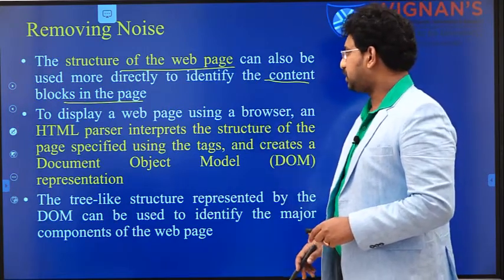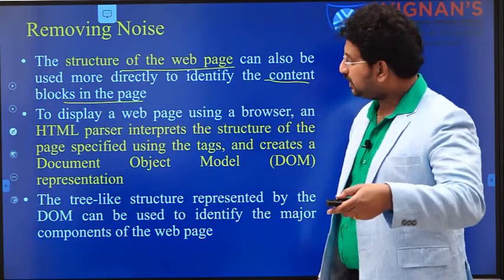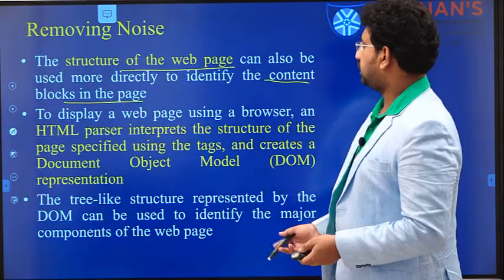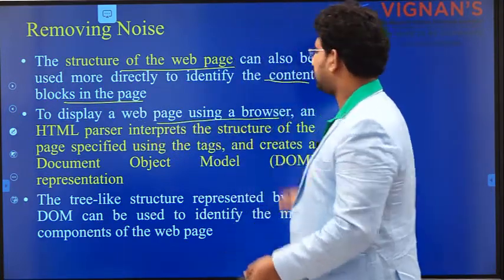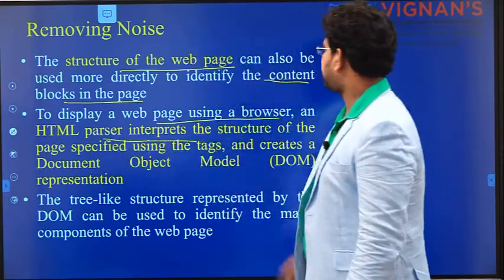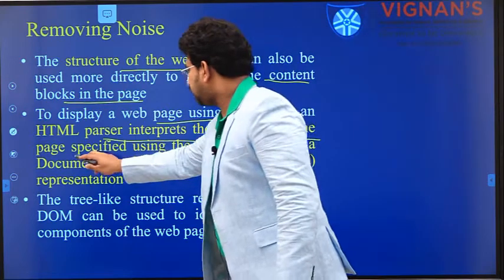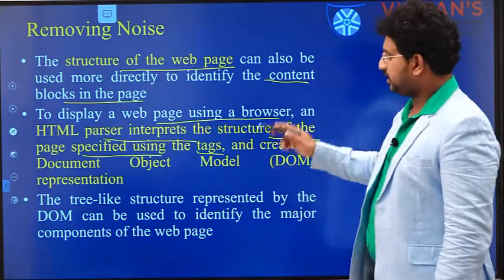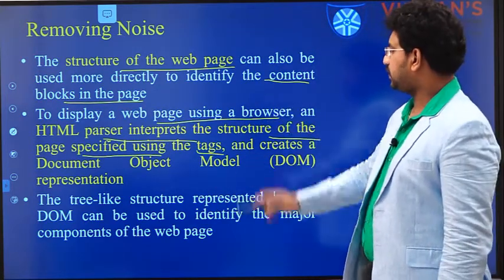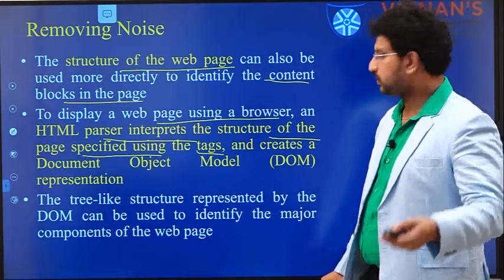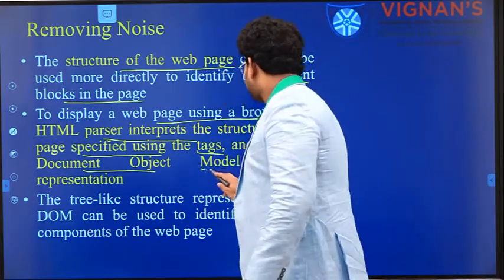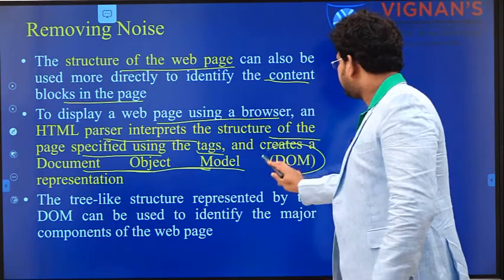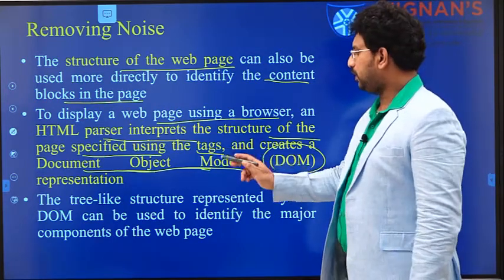To display a web page using a browser, if you understand this point clearly, we know that when you display the web page, an HTML parser interprets the structure of the page specified using the tags. The structure of the page is specified using the tags, and the parser creates the document object model. Document object model, that's what we call the DOM.